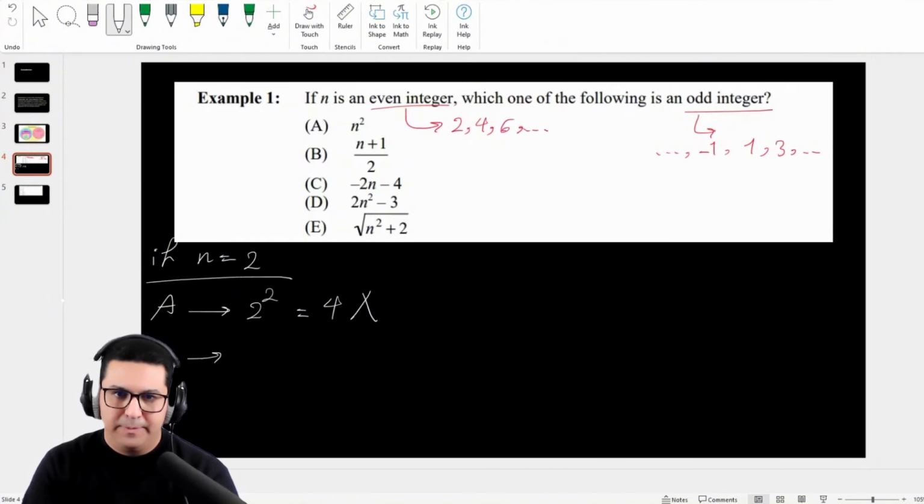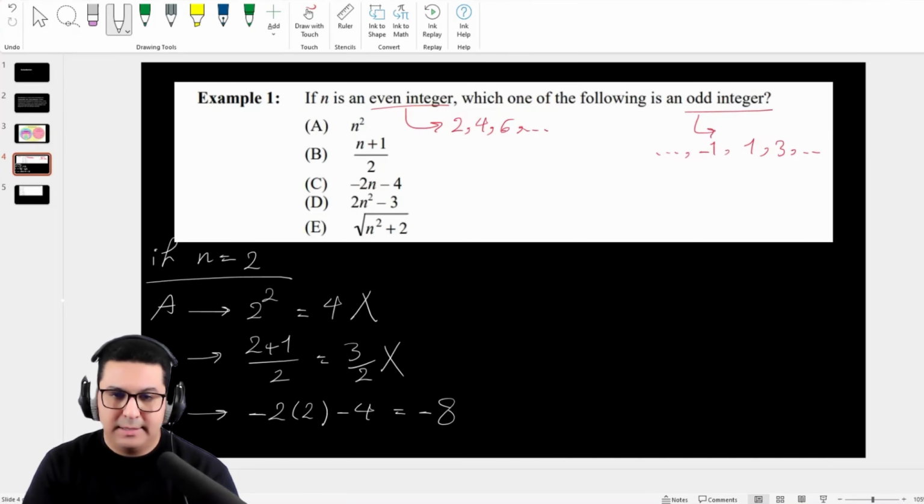Let's look at B. Again, if n equals 2, 2 plus 1 divided by 2, 3 over 2. This is not an integer at all. Nothing, it is not the right answer. C, as you see, minus 2 multiplied by 2 and minus 4 equals minus 8. So it is an integer. This is negative, it doesn't matter, but this is not odd.